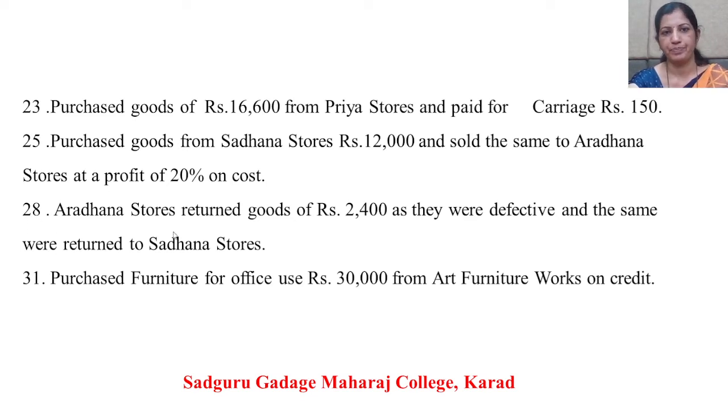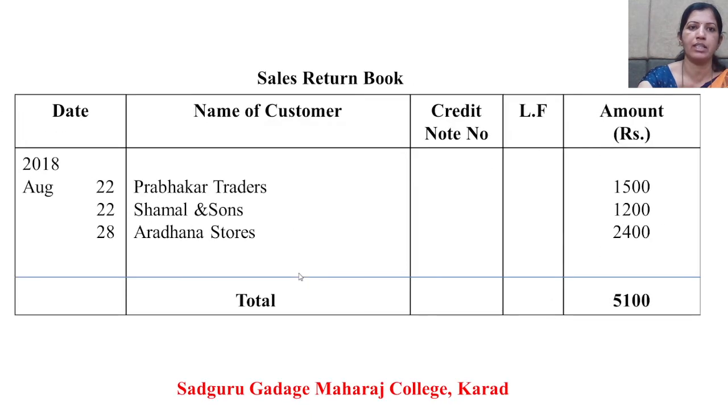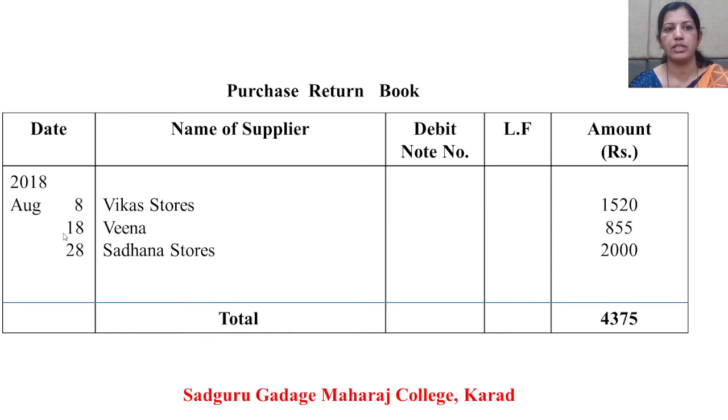Next day, 28. Aradhana stores returned goods of rupees 2,400 as they were defective and the same were returned to Sadhana stores. See this transaction also. Aradhana returned goods of rupees 2,400 and the same goods we returned to Sadhana. That's why this transaction also is recorded in both books. Purchase return book, also in a sales return book. First of all, Aradhana stores return goods. That's why value of 2,400 is recorded in a sales return book. See in the sales return book, date 28. Aradhana stores, value 2,400.